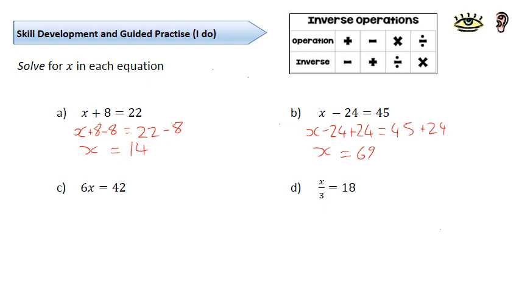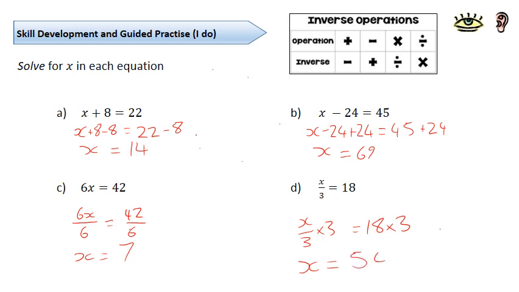Okay, the next one, we've got 6 multiplied by x equals 42. So we've got to divide both sides by that 6. 42 divided by 6 will give us x equals 7. This one here, x is divided by 3, so we've got to multiply by 3. So x divided by 3 and multiply by 3 on both sides to undo that divide by. So we get x equaling 54.